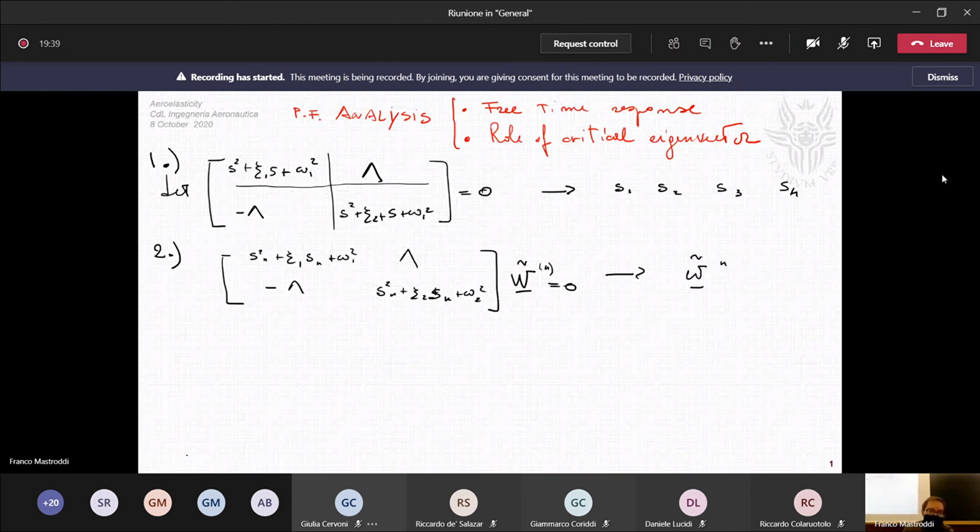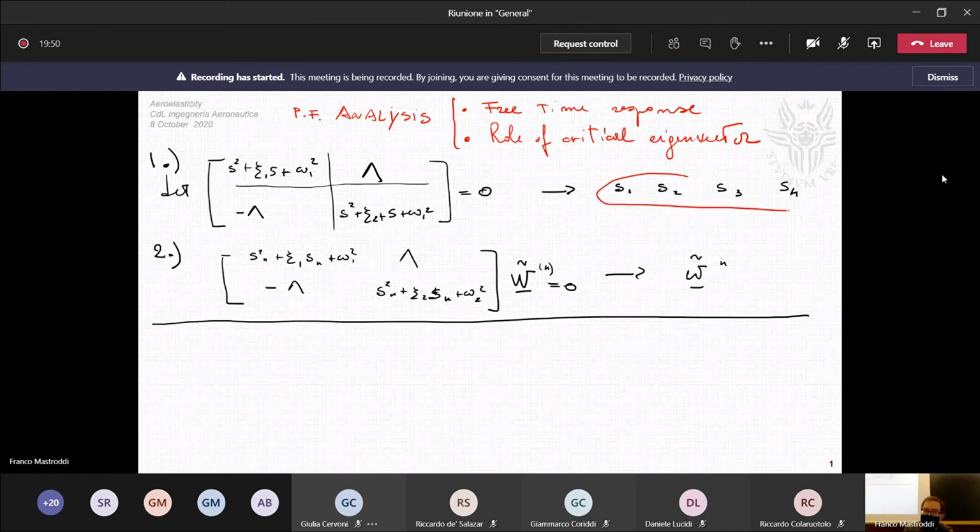Okay? So, in the stability analysis, in general, we evaluate these poles and eventually this vector as associated to our eigenproblem. This is one of a possible eigenproblem of your life. And this is the eigenproblem for solving the time response of a linear system.